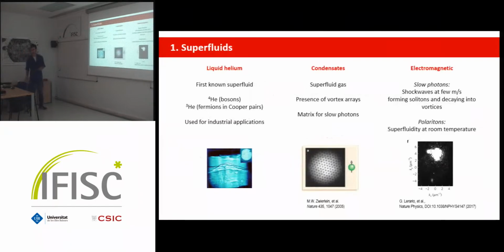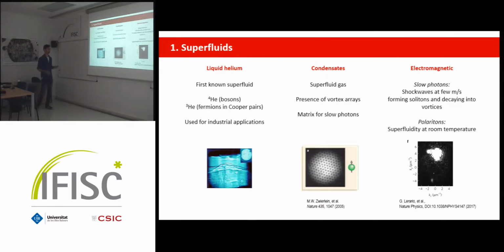So first, superfluids. You can find many different systems that are superfluid. You can find helium, that is the best known because it's the first known superfluid. And you can have the bosonic one, that is helium-4, or the fermionic one, that is helium-3, forming Cooper pairs. And you have it on the macro scale as well. It's not only a quantum system in the sense of small scale, but you can have the bulk of helium that scales quantum behavior to the macro scale.